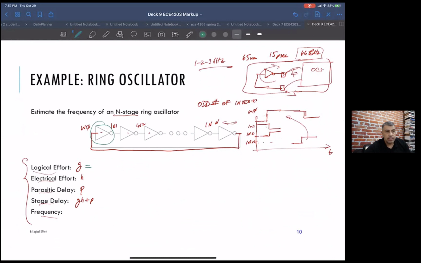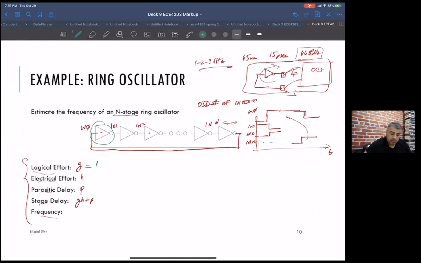So we said the logical effort of a 2-input NAND gate is 4/3 the logical effort of an inverter. So if you just have an inverter, the logical effort is just one. Then that's it. Does that make sense?